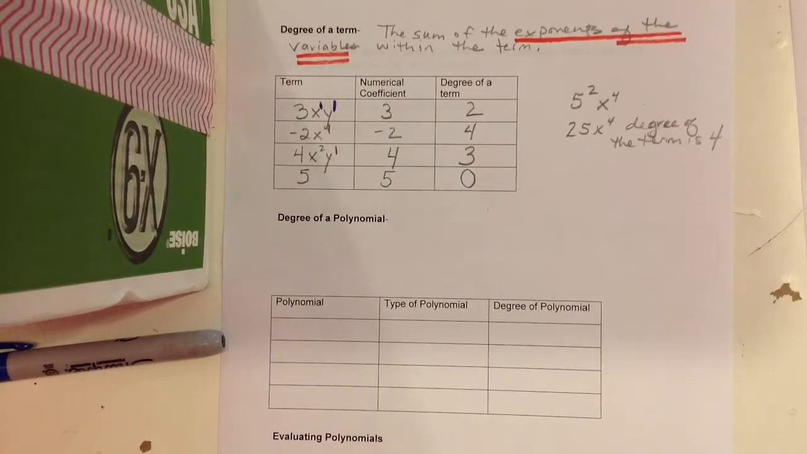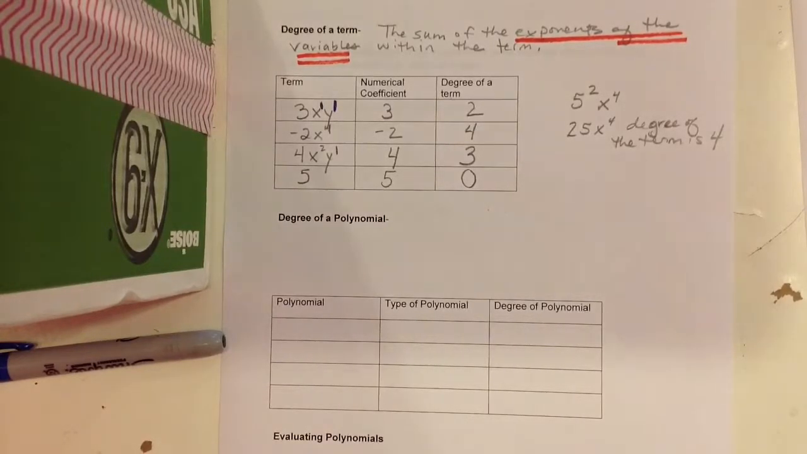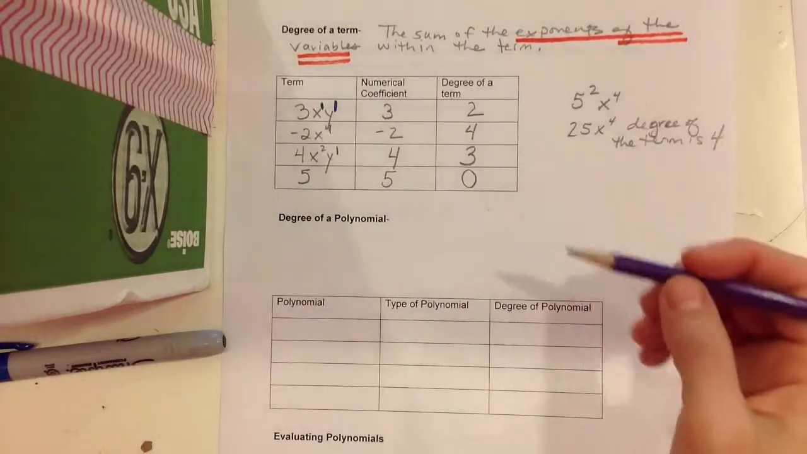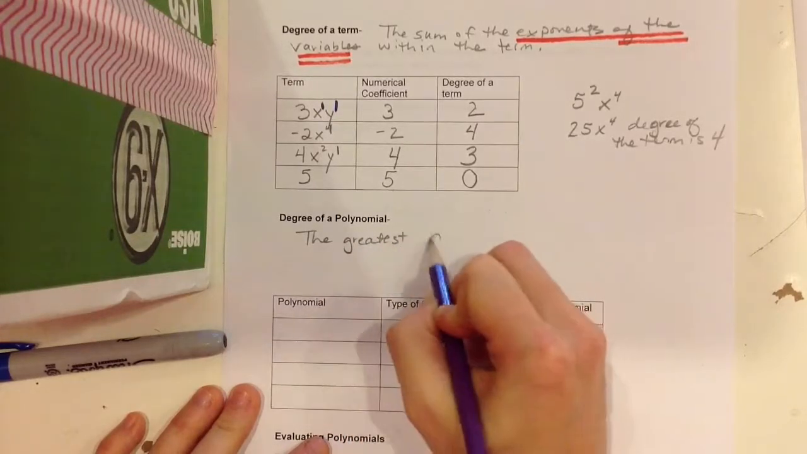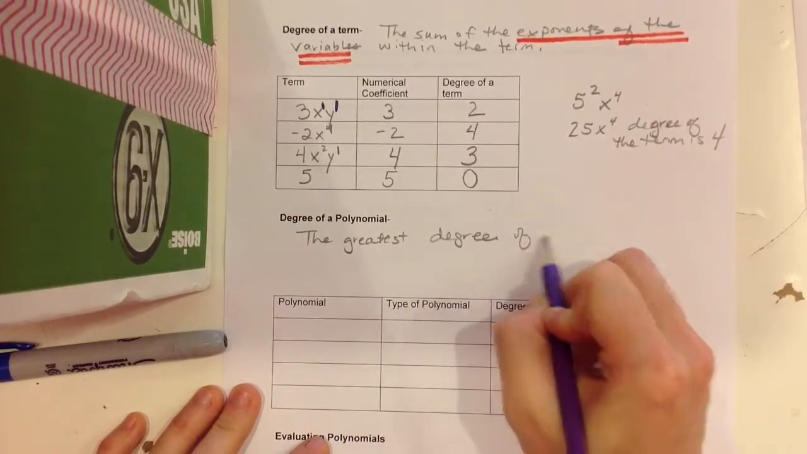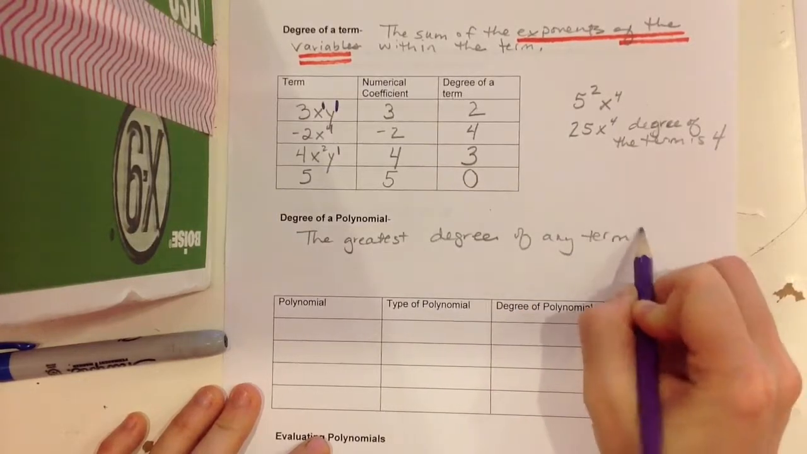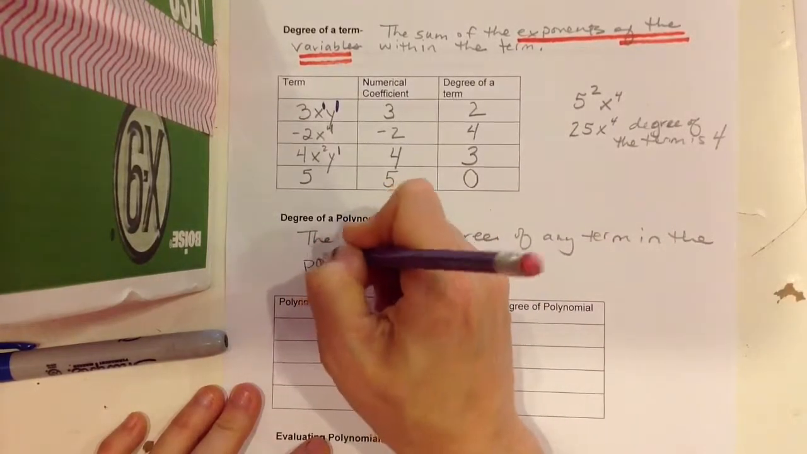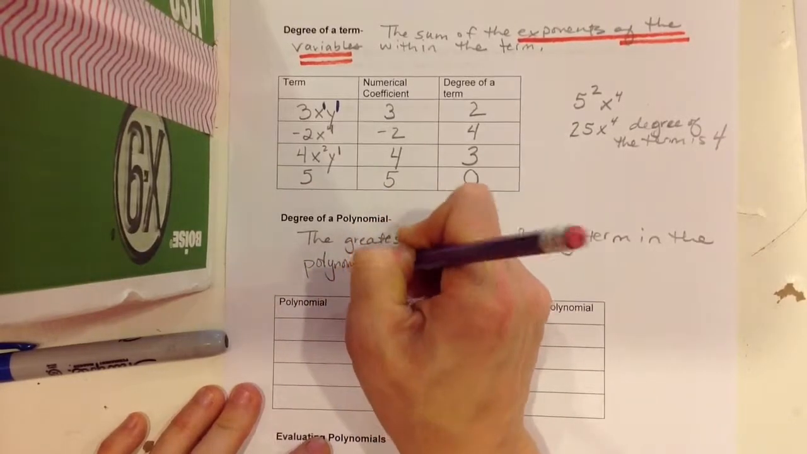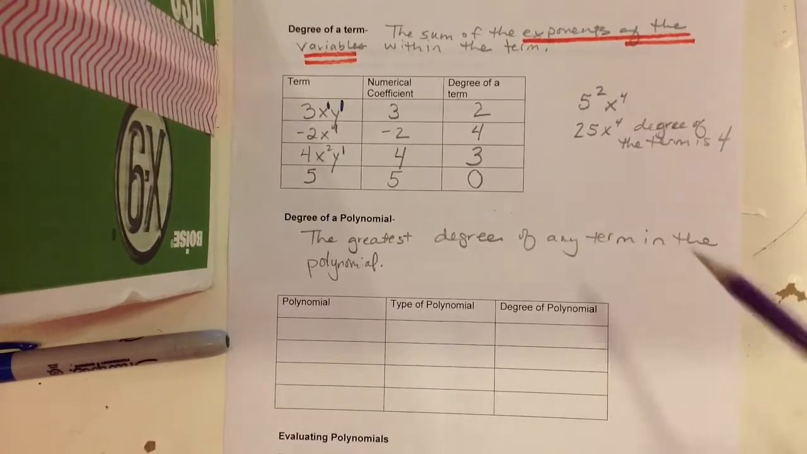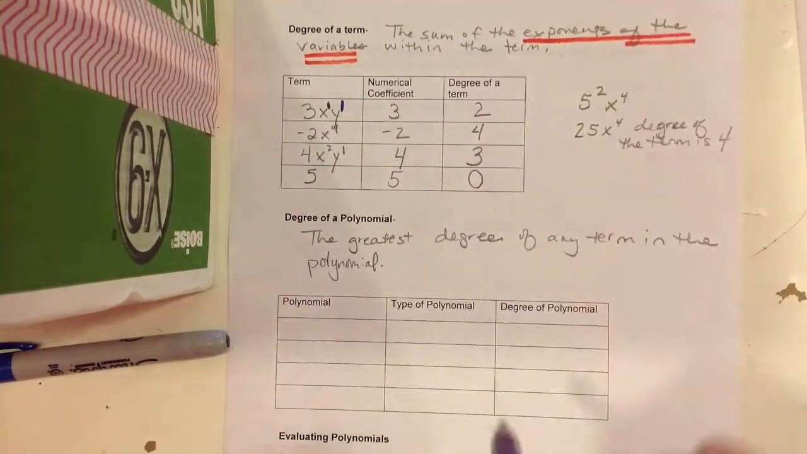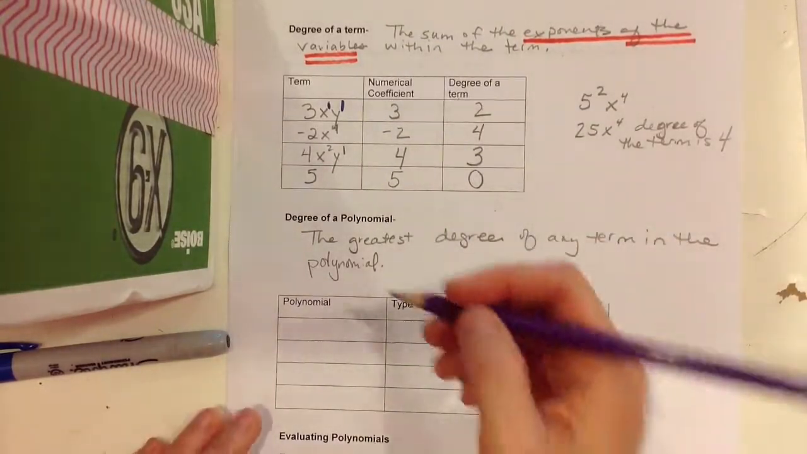Now let's look at the degree of the polynomial. The degree of the polynomial and the degree of the term go hand in hand, but it's one step further. The degree of the polynomial is the greatest degree of any term in the polynomial. What that tells me is I'm having to find the degree of the terms first before I can determine the degree of the polynomial. So let's look at some polynomial examples.